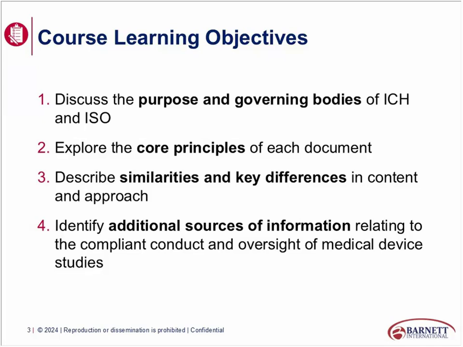So what we're going to talk about in this course is looking at ICH and ISO as governing bodies and the purpose of those bodies. We'll look at the core principles of each document, keeping in mind that when we do get finalization on ICH E6 R3, our 13 principles are going to come down to 11, but they're pretty much aligned with what we see now, with some additional information and some clarity. So we'll look at similarities and key differences between the two documents and also talk about additional sources of information. I also want to highlight that there are areas within ISO that if we follow those, we might run afoul of other requirements, which we'll talk about here in a bit.